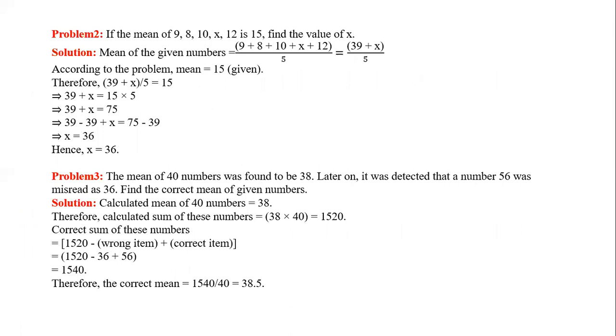Now we move to another problem. If the mean of 9, 8, x, 10, x, 12 is 15, so there are 5 members there.